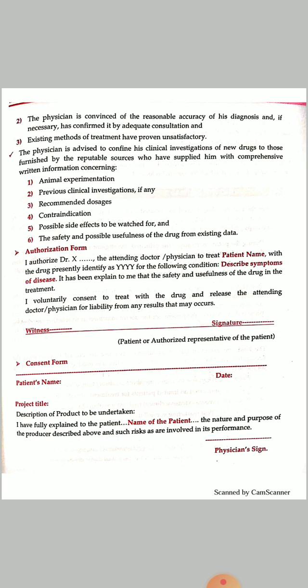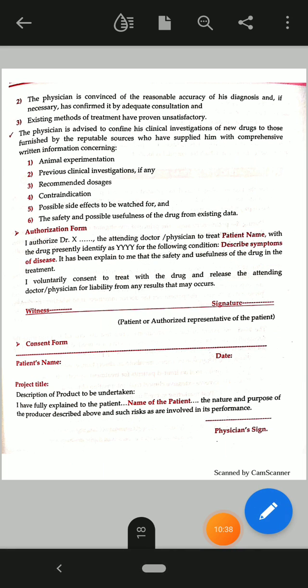So the patient name and the date have to be written, and what is the title of the project and the description of the procedure to be undertaken. Like, I have fully explained to the patient, name of the patient, the nature and the purpose of the procedure described above, and such risks as are involved in its performance. So the physician will sign, and this consent form will also be signed in the presence of a witness.